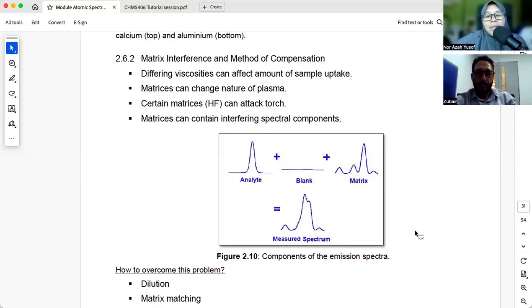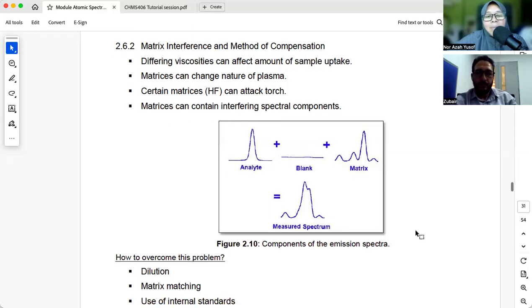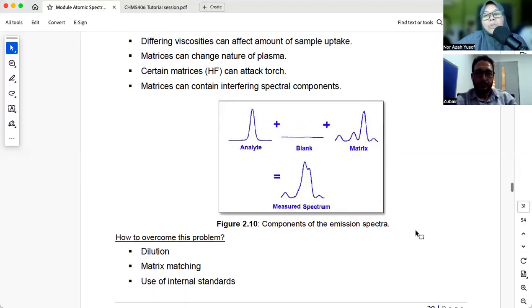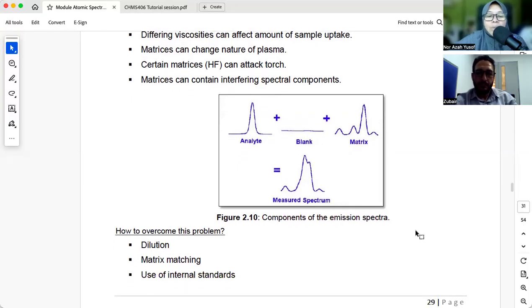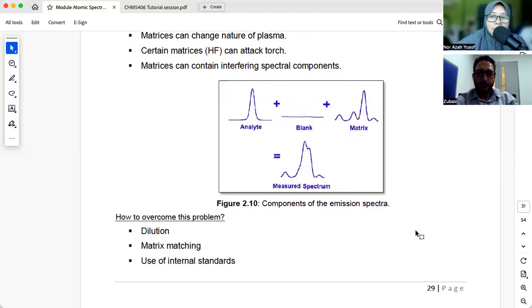But for this one, we can think about dilution, matrix matching, use of internal standards. So you do need to read up on internal standard and external standards. But this one, you can only observe. Probably you run the sample first, and if you think that there is something wrong with the reading, then we need to do some dilution. The first thing that you can do is try to dilute first. If the dilution helps, then it should be okay.